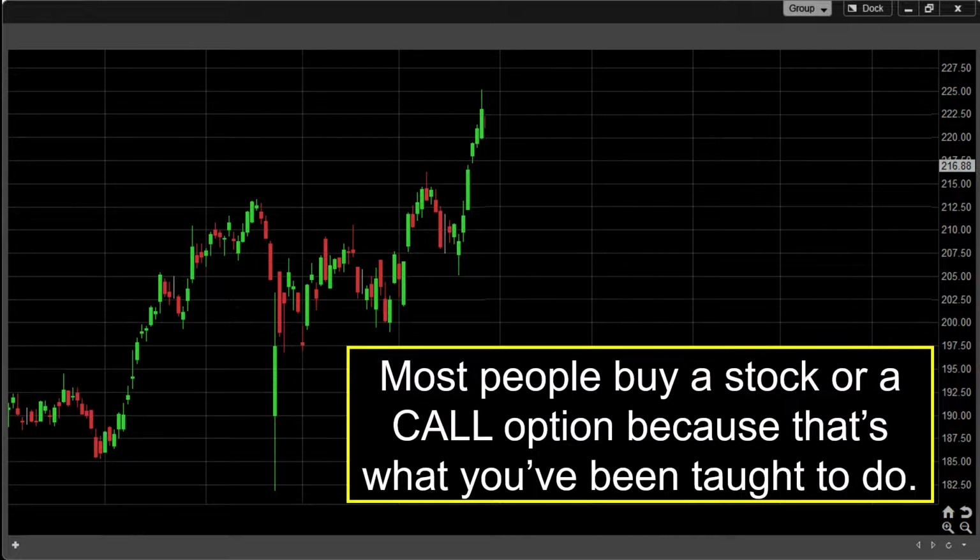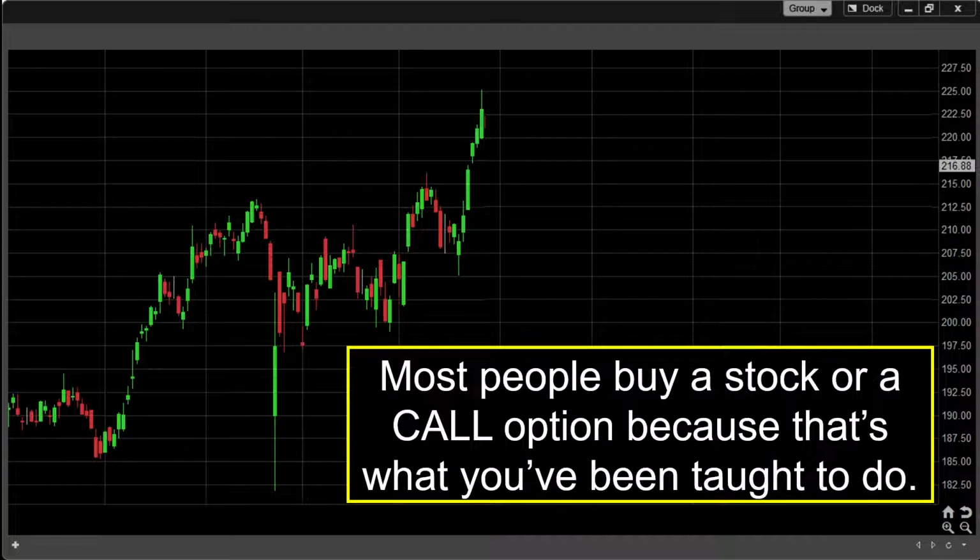Here's an example of a typical trade you've been taught to make. You find a stock you like, you think it's going to go up, so you either buy shares of it or you buy a call option. Now, why do you buy a call option? Well, mainly because when you started learning options, it's what you were taught to do. If you think a stock will go up, you buy a call on it. If you think a stock will go down, you buy a put on it.